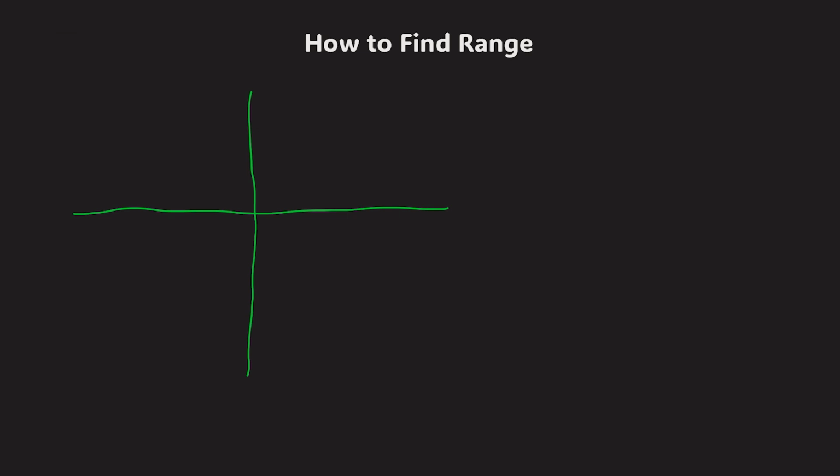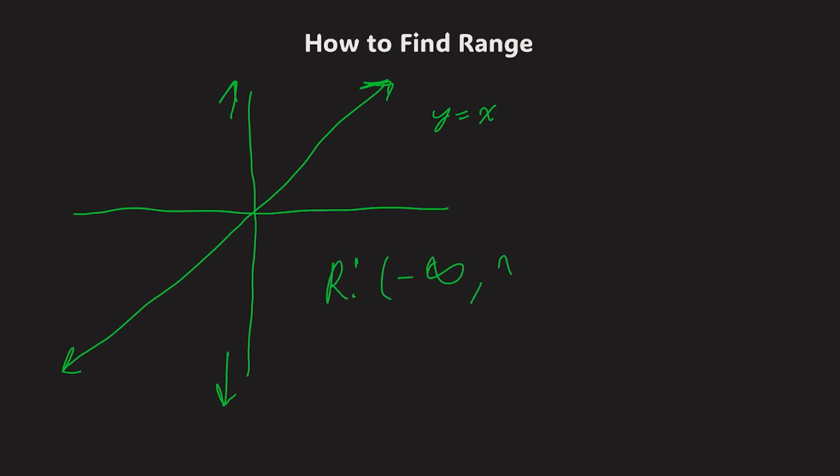So let's start with a simple example. Let's start with the line. This in particular is the line y equals x, okay? You'll see that the height of the graph, in the negative direction and in the positive direction, consistently goes on and on until forever. Therefore, since the graph extends downward forever and upward forever, our range encompasses all numbers from negative infinity to infinity.